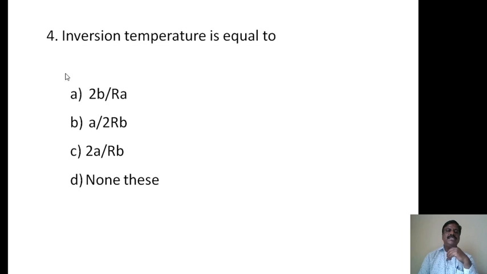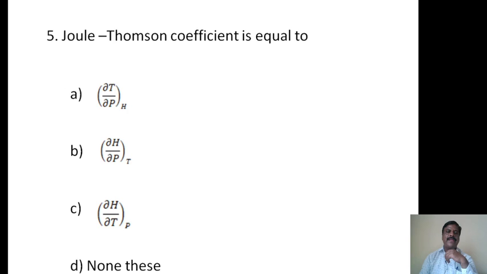The C option is the right option for this question, because the inversion temperature Ti is equal to 2a divided by Rb, and this is the equation. This is called the expression for inversion temperature, Ti is equal to 2a divided by Rb. Hence the C option is the right answer for this question.